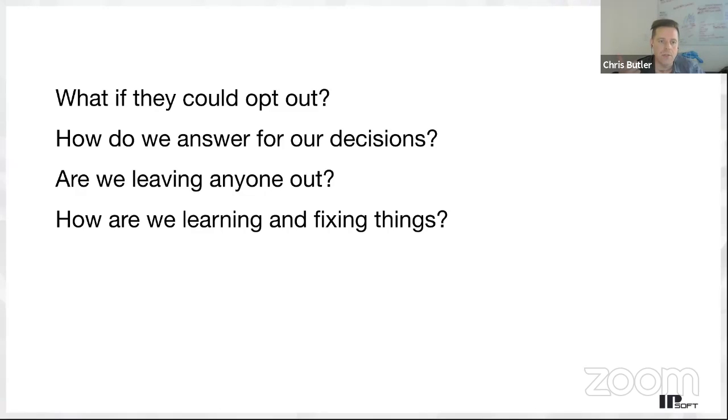What if they could opt out? And what if we were penalized for them opting out from the system? How do we answer for our decisions? How do we include accountability? How do we explain or allow people to interpret what's going on? Are we leaving anybody out of this discussion? Should there be more people that are part of this discussion? And then finally, when we learn about something, how are we fixing things? What's the ongoing maintenance about? And is that possible with the system that we built?